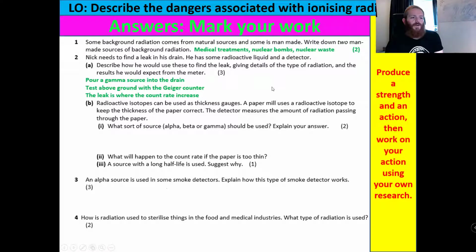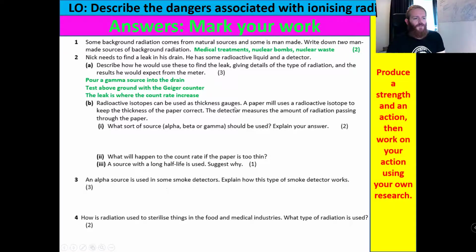Then you test above ground with a Geiger counter, and as you go along the pipe, detecting, the leak is where the count rate increases. So if I'm walking down and all of a sudden I get a higher count of gamma radiation and I keep walking, it goes back down again, that little area that I've just passed is wherever the leak is in the drain. You don't need these word for word, by the way. As long as you've got something along those lines, you'll have got the mark.